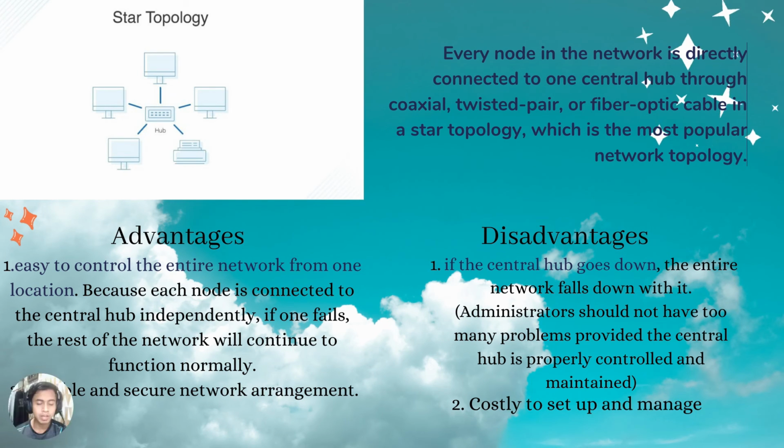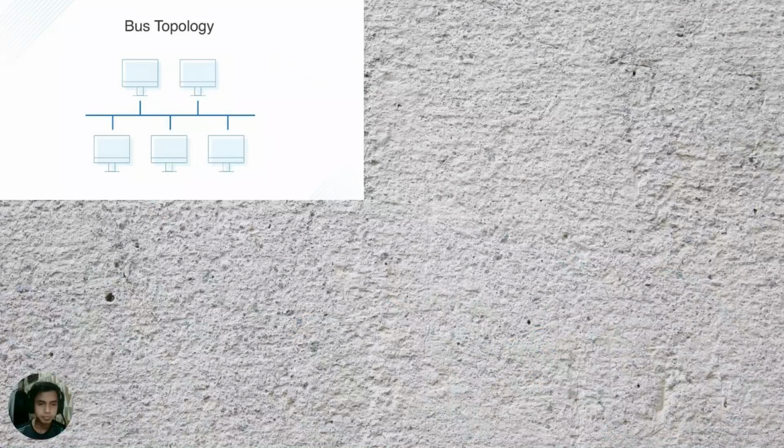So the star topology has advantages and disadvantages. The first advantage is that it is easy to control the entire network from one location, because each node is connected to the central hub independently. If one fails, the rest of the network will continue to function normally. And the second, reliable and secure network arrangement. The disadvantage of star topology is that if the central hub goes down, the entire network goes down with it. Administrators should not have too many problems provided the central hub is properly controlled and maintained. And the second disadvantage for star topology is that it is costly to set up and manage.